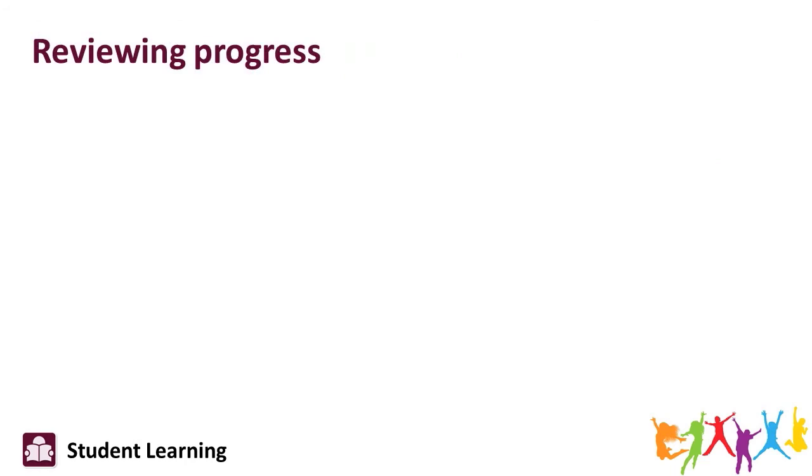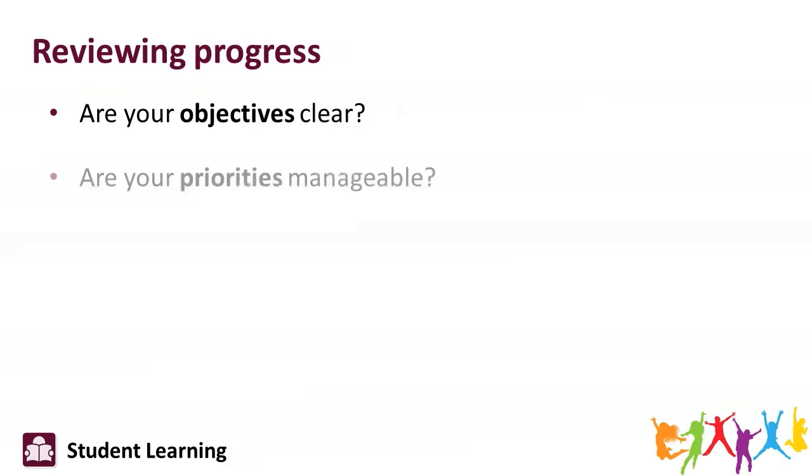There is one principle left, and that is the idea of review. Some people tend to think that successful time management is about sticking rigidly to any plans they have made, but this is not the case. As part of the review process, try asking yourself the following questions. Are your objectives clear? Do you know what it is that you want to achieve? Are your priorities manageable, or have you tried to take on too much? If they are not, are you able to reprioritise to make your plans achievable?